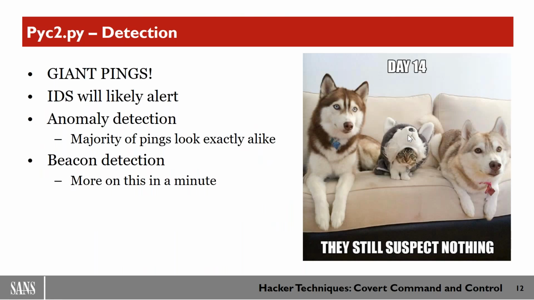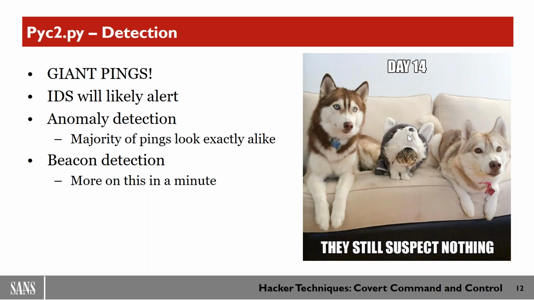So how do we detect things like this? Well, your IDS is likely going to alert on something like this, probably not as C2 traffic, but it might look at it as a ping of death or a potential denial of service attack, because it'll see really large ping packets coming through.